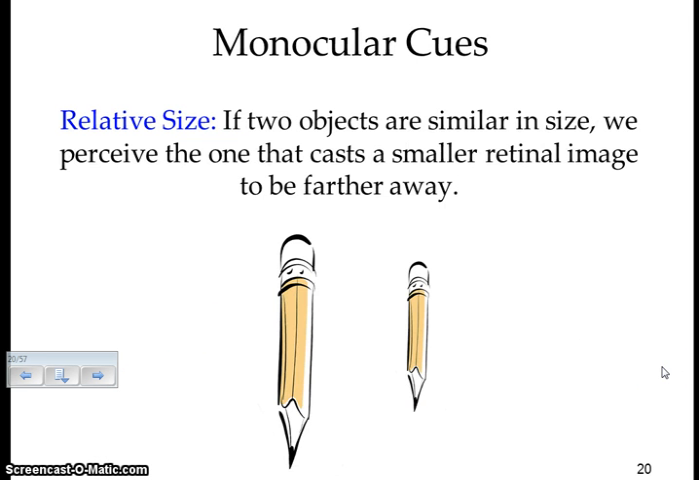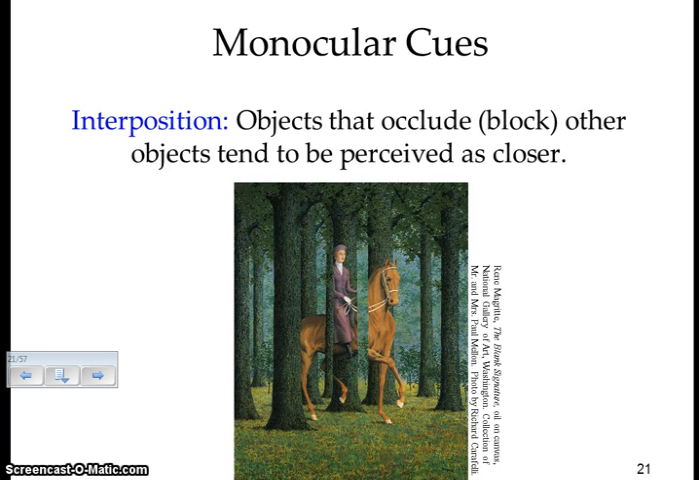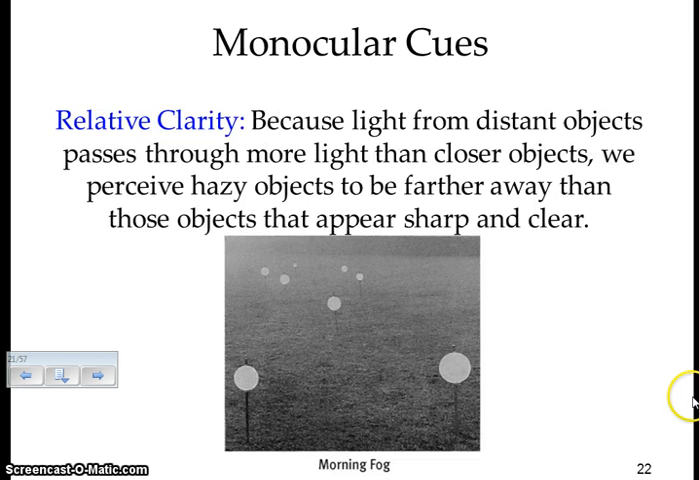Relative size. If two objects are similar in size, we perceive that the one that casts a smaller retinal image is further away. This looks further away, this is closer up, further away, closer up. Another monocular cue is interposition. So here's this little painting. Objects that obscure or block other objects tend to be perceived as closer. So this tree looks closer than this horse flank. This person looks closer than this tree. Horse closer than tree. That's all we're talking about.